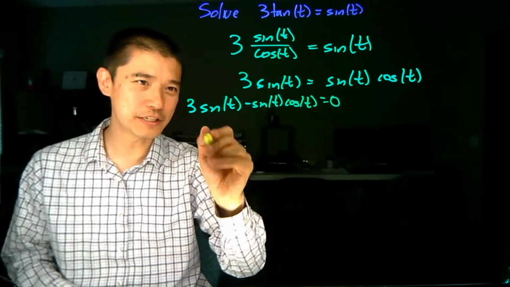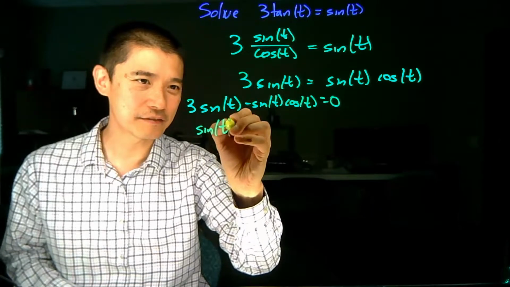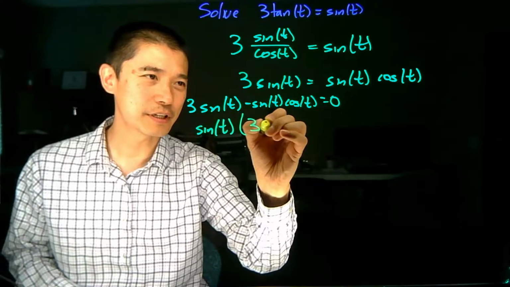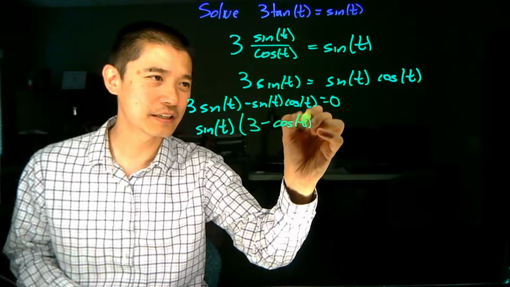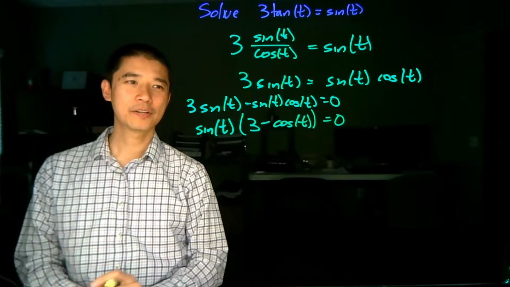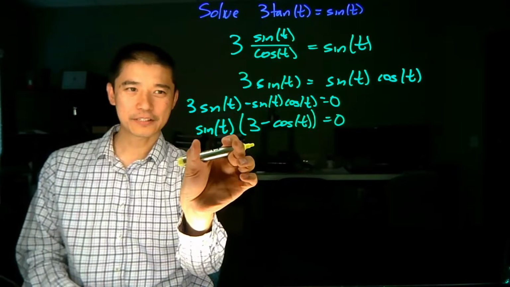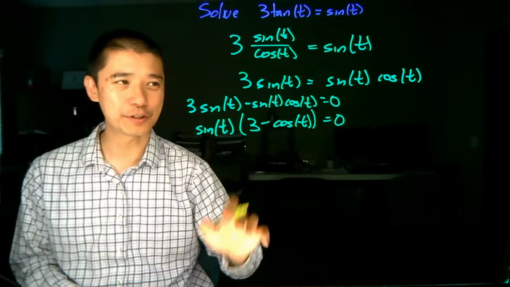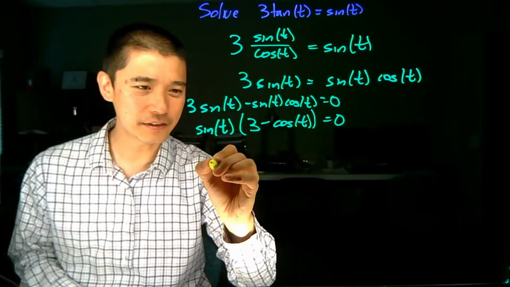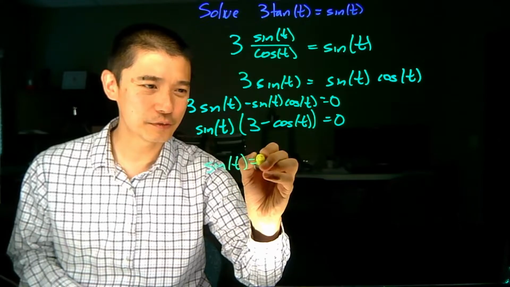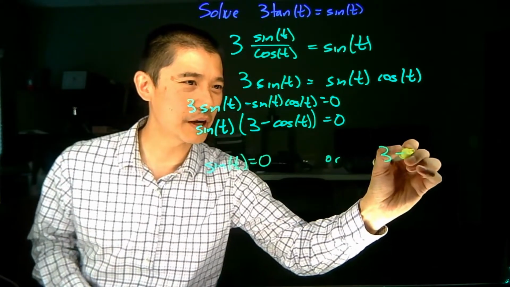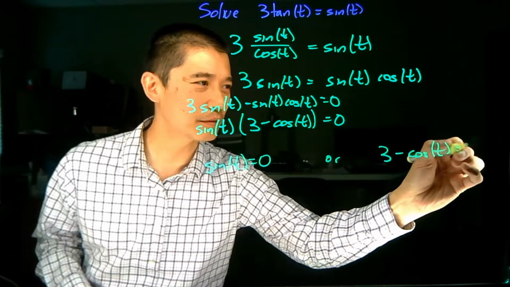There's a sine term in each of these, so we'll factor that out. Sine of t times 3 minus cosine t is equal to 0. Right? So now we have a product of two things, sine of t and 3 minus cosine t, equals 0. We use the zero product property. Either sine of t equals 0 or 3 minus cosine t equals 0.